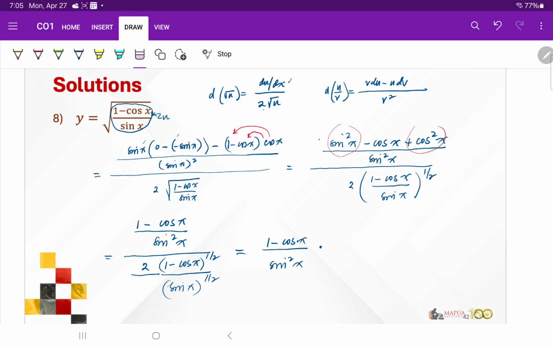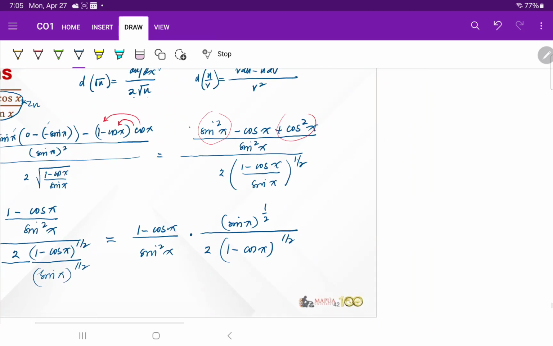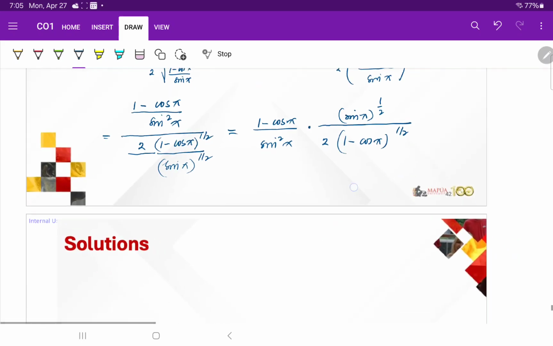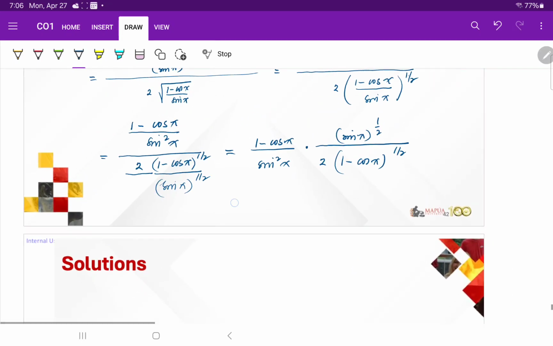This should be the reciprocal. So what's the reciprocal of the denominator? It is sine of x to the 1/2 over 1 minus cosine x to the 1/2 times 2. And so, if we simplify, this is equal to what?